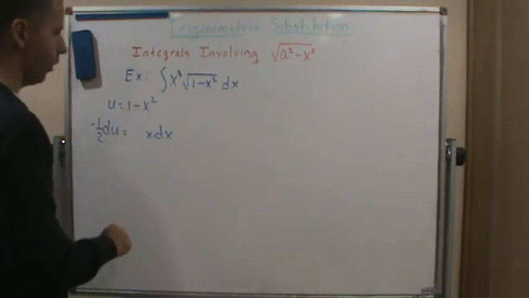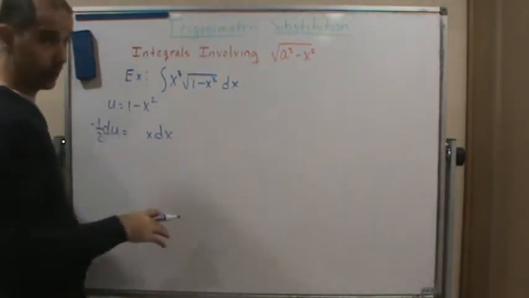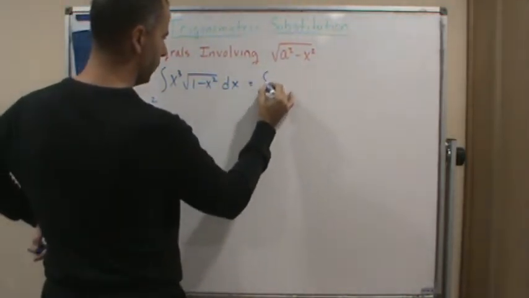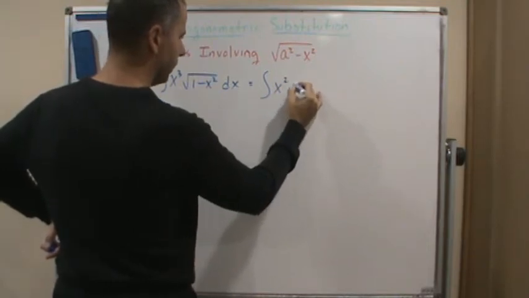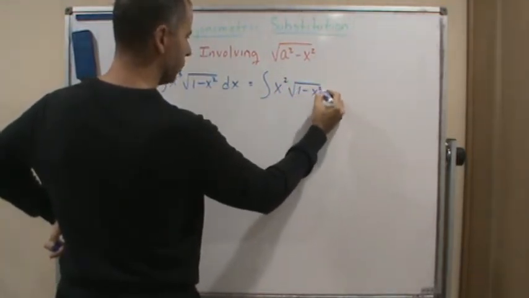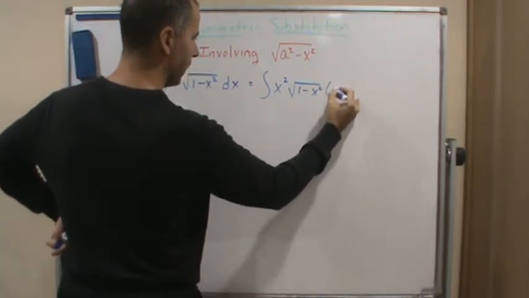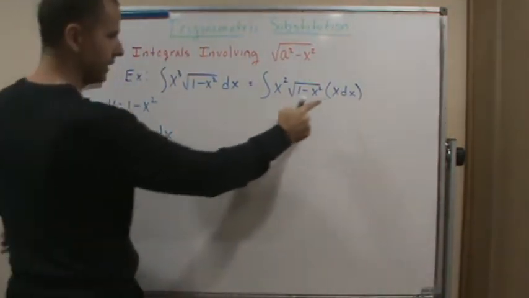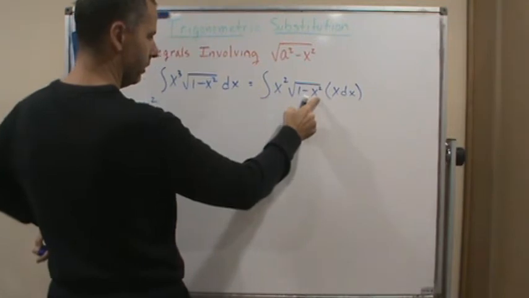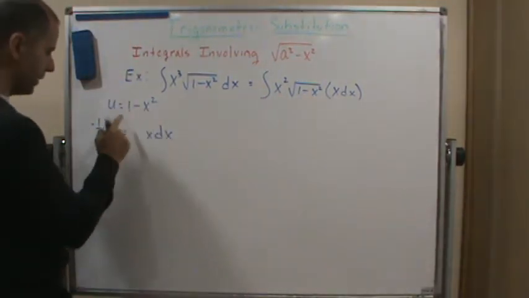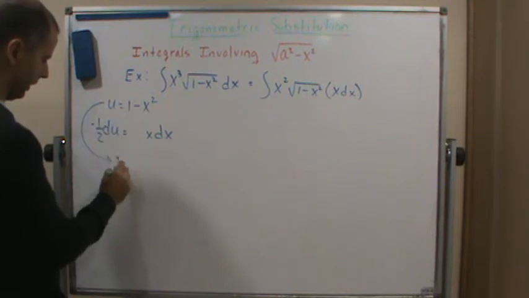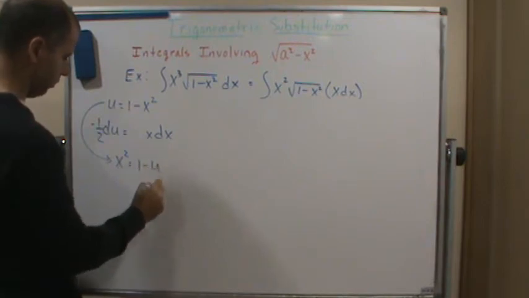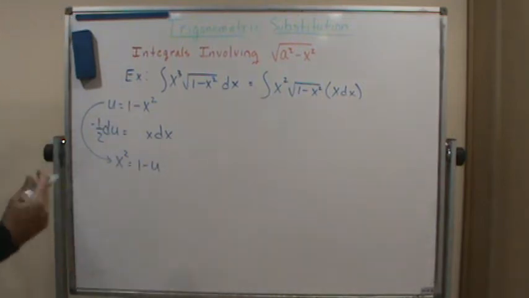Okay, now we've got an x here. Now here's where you see it. If you got an x here, well, let's match it up with one of those. So if I can just rewrite this, I've got x squared times the square root of 1 minus x squared, and then I'm going to just have x dx out here, right? So now I've got my x dx, and I've got an x squared. Well, u is equal to 1 minus x squared, so I can solve this and say x squared is equal to what? 1 minus u. And so there I have it.